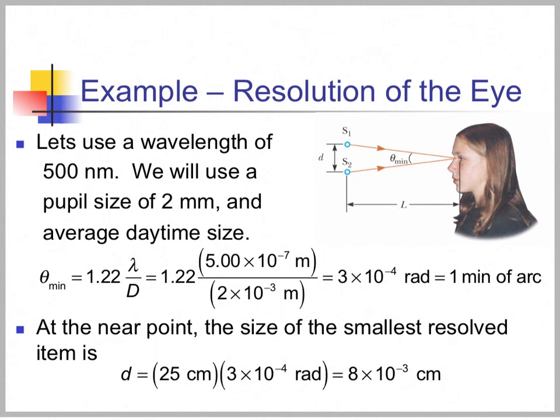If this is at the near point of the eye, which we said for an average person is 25 centimeters, the smallest object that can be resolved is 8 times 10 to the minus 3 centimeters. So anything smaller than that at your near point, you won't be able to resolve.